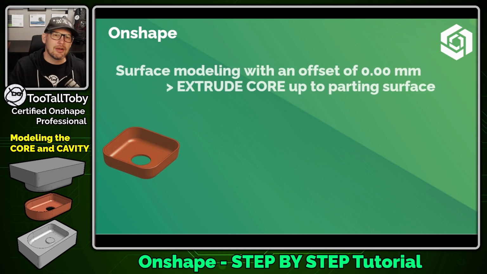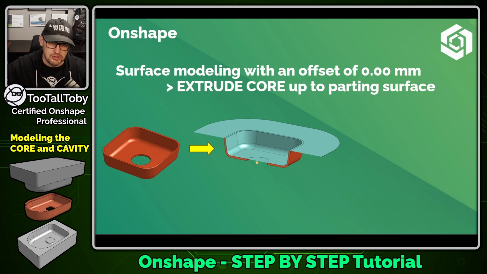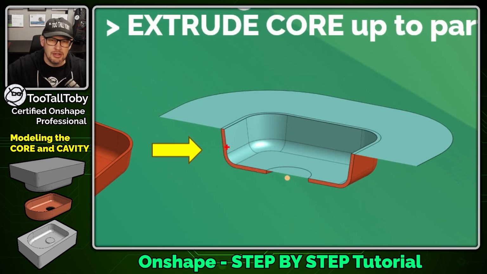And the idea here is that we create surface modeling with an offset of 0.00 millimeters, and then we extrude the core up to that parting surface. So what does that mean? Well, if you imagine the original geometry of the part, and then you imagine going in here and creating a surface which is offset at 0, 0, that's going to be an exact copy of that kind of inside surface of the part.